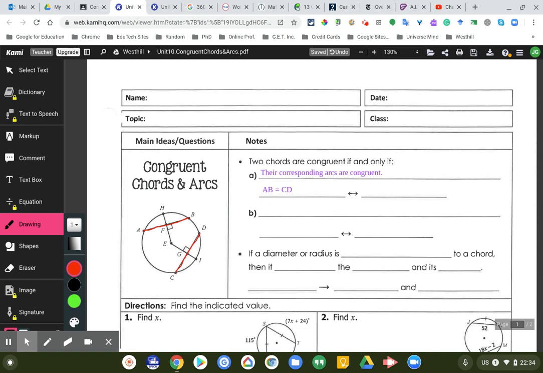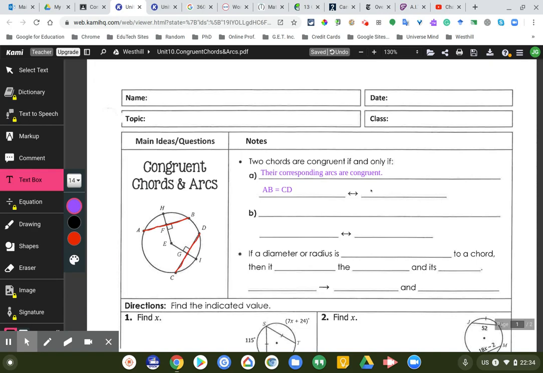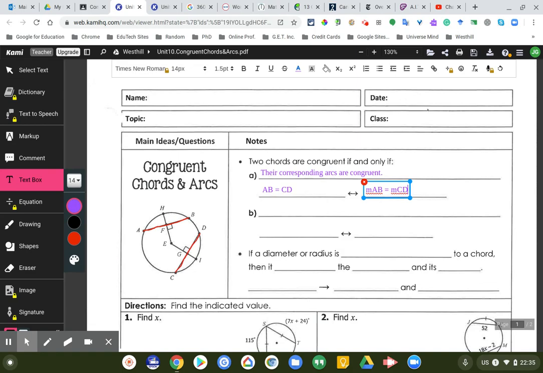Oh, okay, sorry. So these are chords, AB. Text box, here we go. So chord AB is congruent to chord CD, and the measure of AB is equal to the measure of CD. I can't really make any cool little things in this, but I'll put them in after.